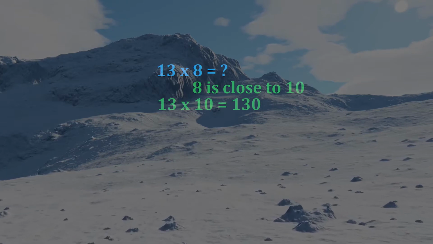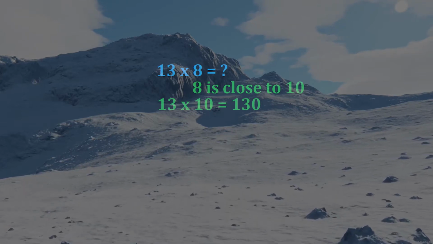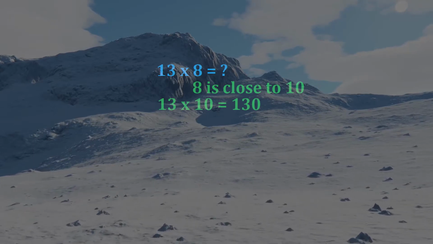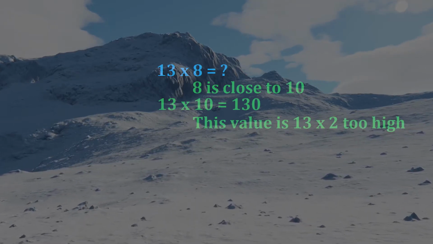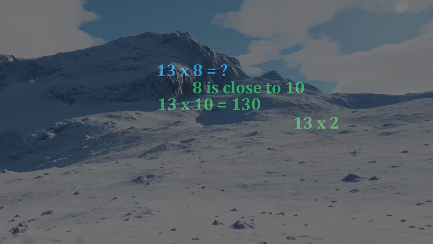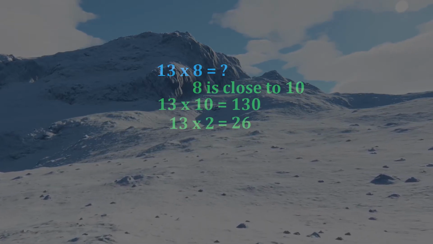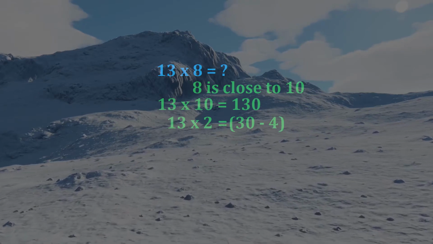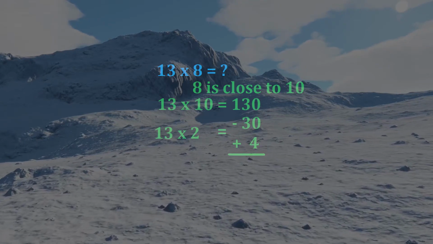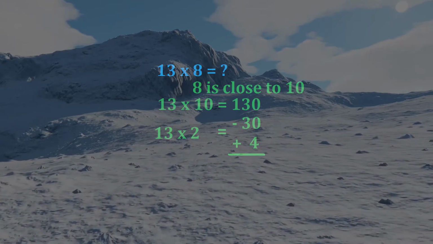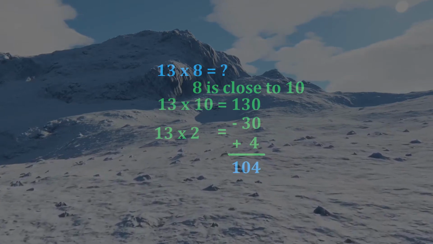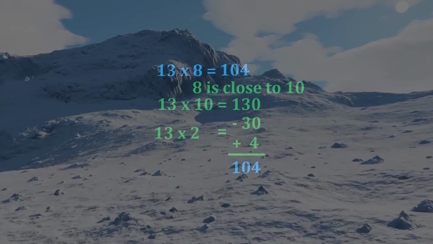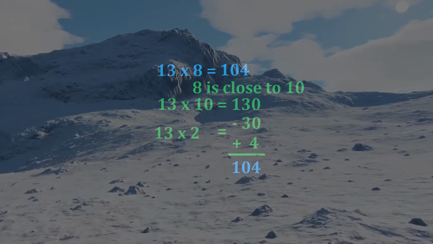So we know that 130 is what we would have if we had 10 sets of 13. We're supposed to only have 8 sets though, so that means we need to take away 2 sets of 13. Well, 13 times 2 is fairly easy to calculate. Doubling any number tends to be easy. 13 times 2 is 26, and since 26 is only 4 away from 30, it's easy to see that 130 minus 30 plus 4 gives us 104, which is our answer. It's a somewhat lengthy process to describe, but it's actually quite fast to do with practice.